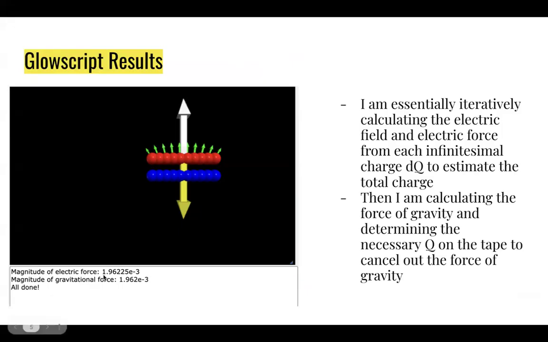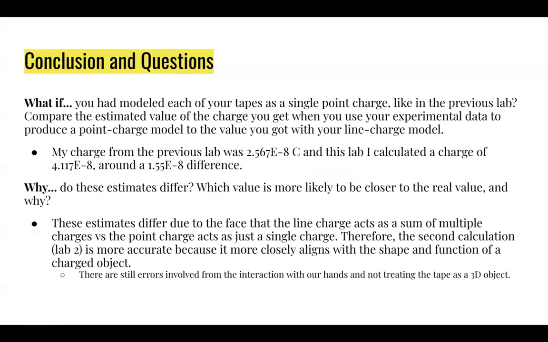Here's my values. So basically, I'm iteratively calculating the electric field and electric force from each infinitesimal charge dq to estimate the total charge. Then I'm calculating the force of gravity and determining the necessary Q on the tape to cancel out the force of gravity. And then, so for my conclusion and questions, what if I had modeled each of my tapes as a single point charge like in the previous lab, compare the values?